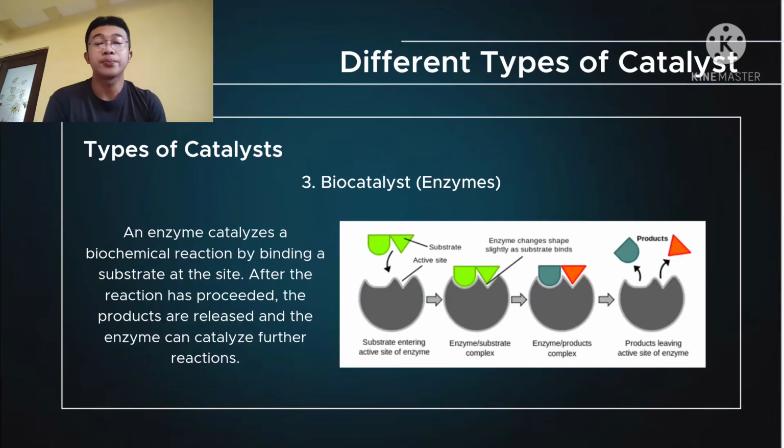So, yung process. An enzyme catalyzes a biochemical reaction by binding a substrate at the active site. After the reaction has proceeded, the products are released and the enzyme can catalyze further reactions. So, yung kulay gray, yan yung enzyme, and yung lubog, yung mga hugis, ang tinatawag na active site. Tapos yung kulay green, sila yung reactants. Magbabind sila sa active site. Tapos pagkatapos nila makatalyze is maghiwalay na sila. Tapos aalis na sila sa active site para makapag-catalyze na ulit ng bagong reactants ang enzyme.